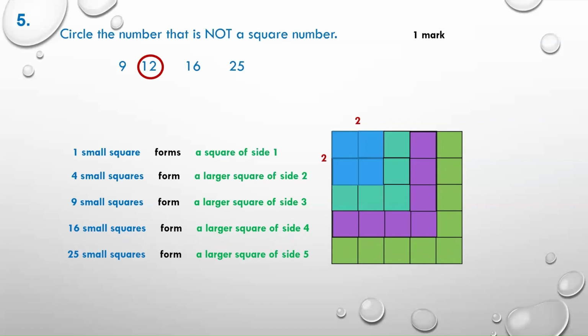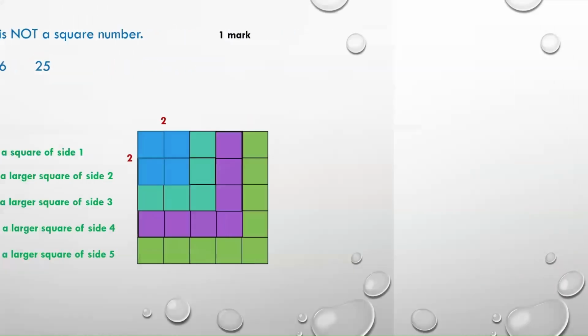So the question asks, circle the number that is not a square number, which means you cannot form a square with that number of small squares. 9, we could rearrange to get 3 squares across by 3 squares down. 16, we'd get 4 by 4, 25, 5 by 5, but 12, we could not get that. So let's go on now. We're moving to number 6.